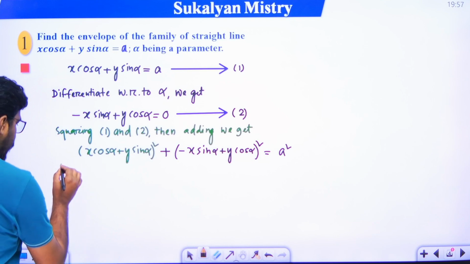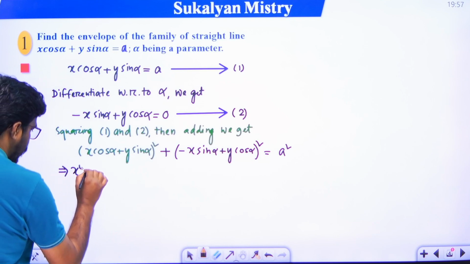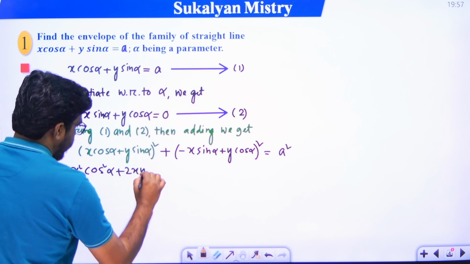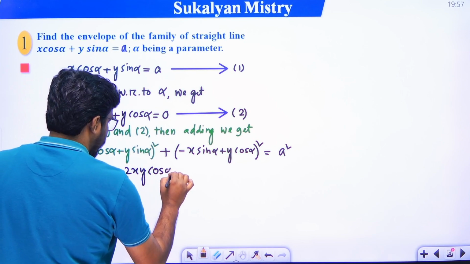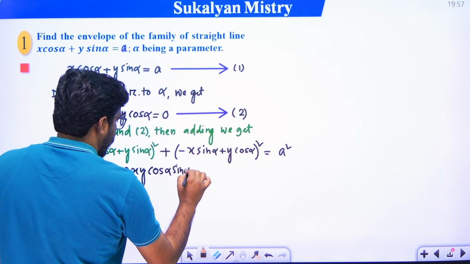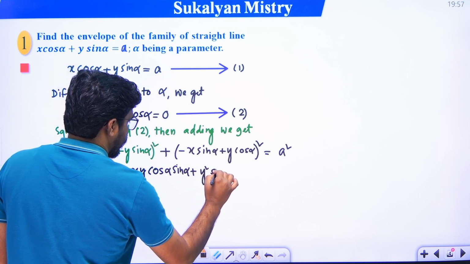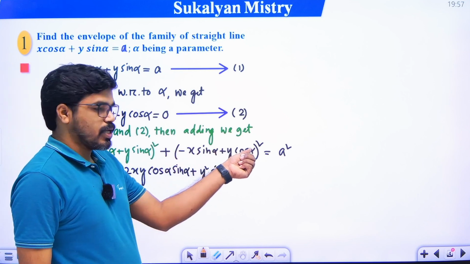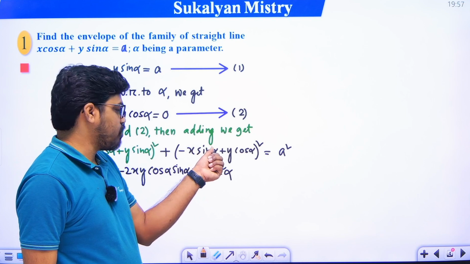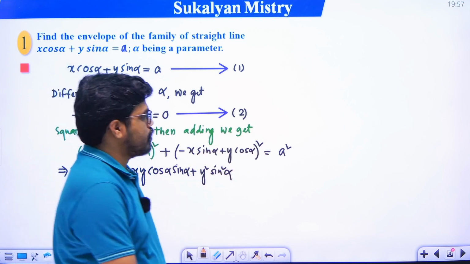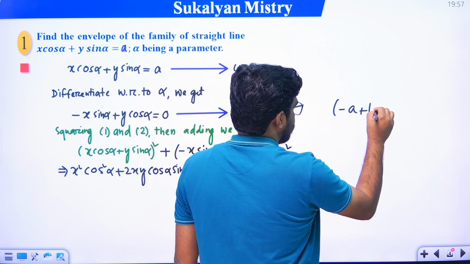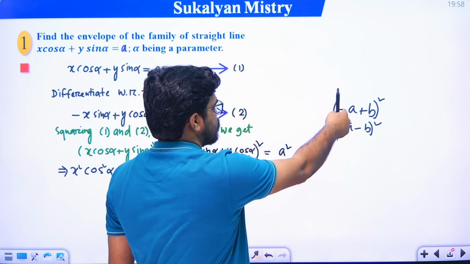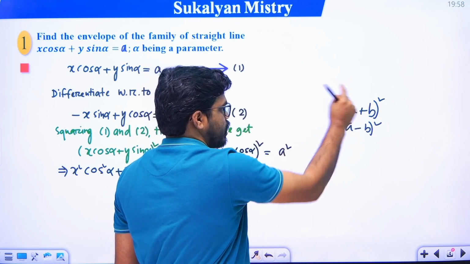Okay, so this implies x square times (a plus b) whole square, a square plus 2ab plus b square, minus x sin alpha plus y cos alpha, that is x minus x sin alpha minus y cos alpha. Minus (a plus b) whole square, (a minus b) whole square, same thing. If we take minus common, that is minus square, that is plus, so a minus b.